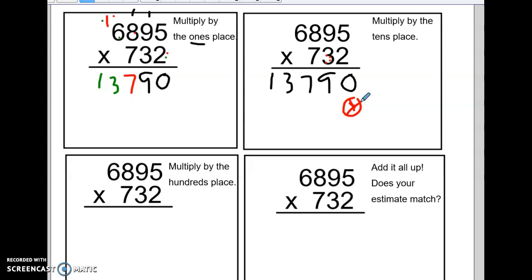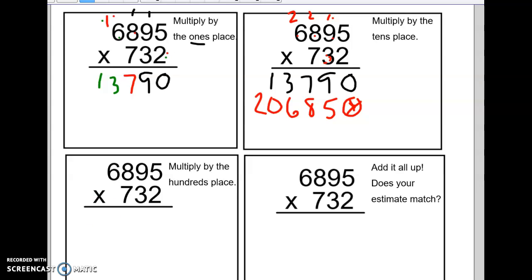Oh my goodness. Okay, so 3 times 5 is 15. I'm going to carry that 1. 3 times 9 is 27, and 1 is 28. I'm going to carry that 2 from the 20. 3 times 8 is 24, and 2 is 26. 3 times 6 is 18, and 2 is 20. There we go. Alrighty, I'm going to recopy before we multiply by the hundreds place.